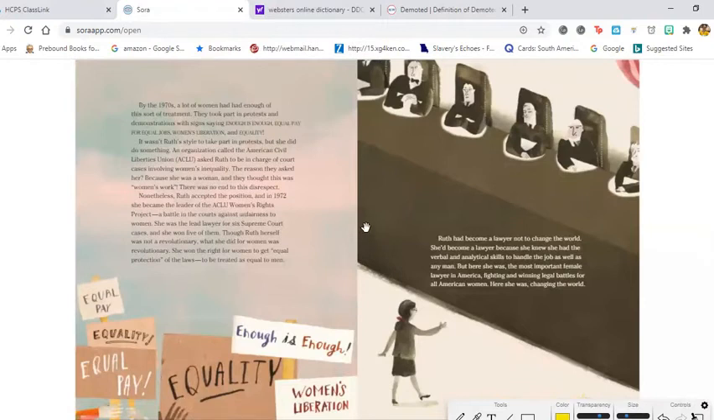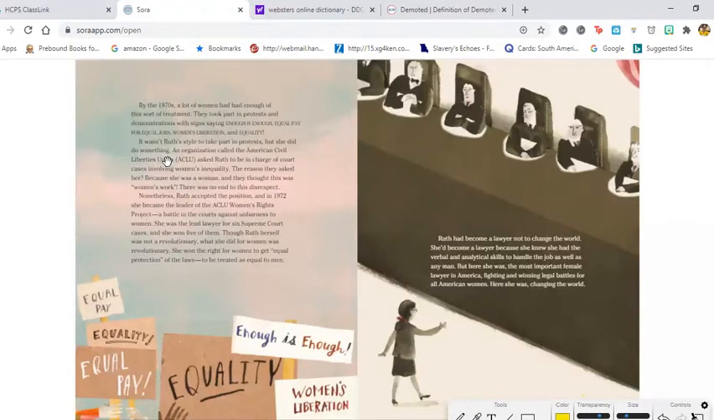By the 1970s, a lot of women had enough of this sort of treatment. They took part in protests and demonstrations with signs saying, "Enough is enough. Equal pay for equal jobs, women's liberation, and equality." It wasn't Ruth's style to take part in protests, but she did do something.